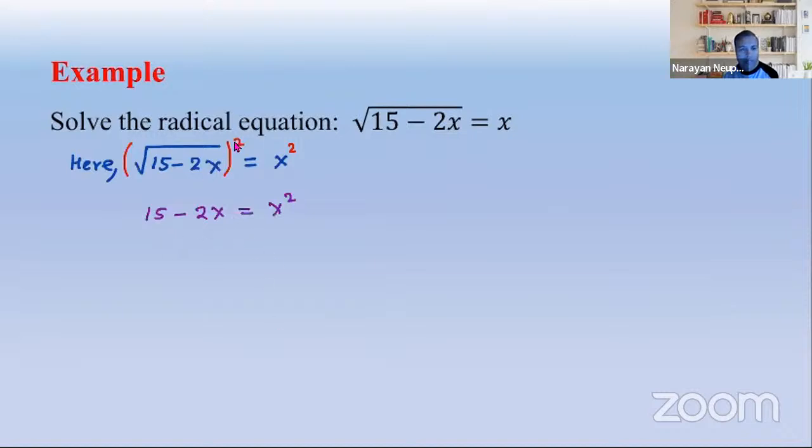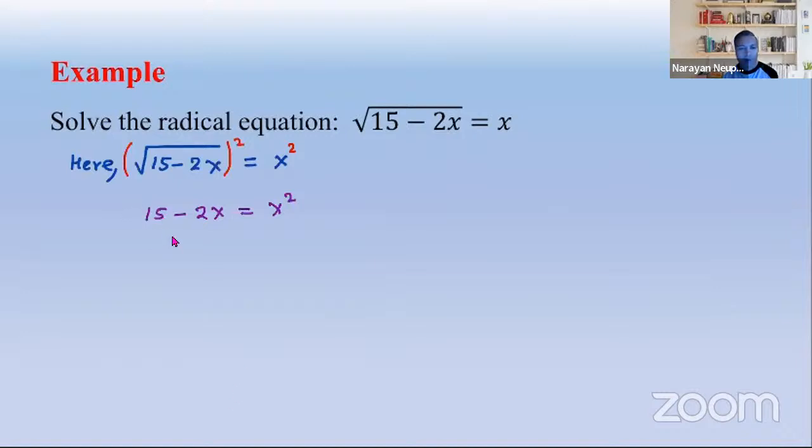Okay, on the left, square and square root cancel, or they undo each other. And we just get 15 minus 2x equal to x squared. Now what we get here is an equation. This is an equation with the highest power 2. That means we are getting a quadratic equation there.